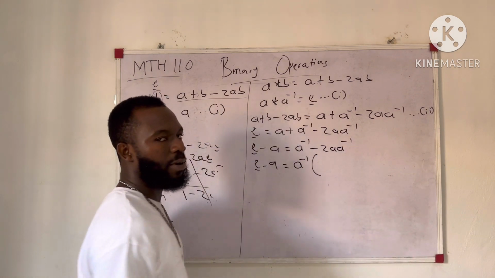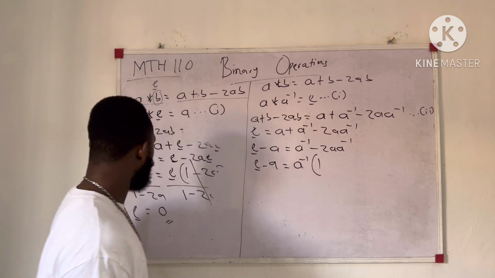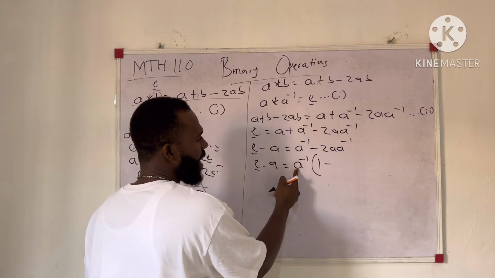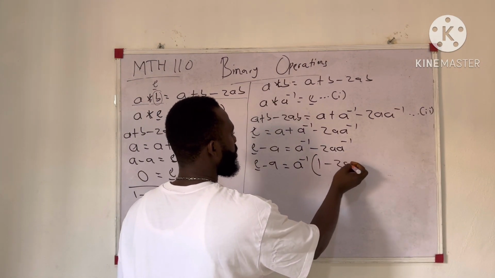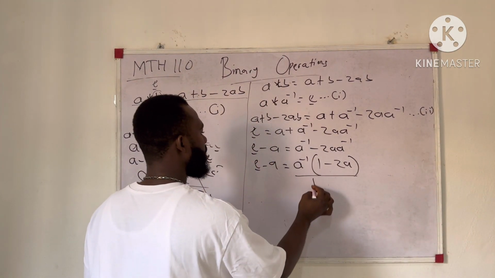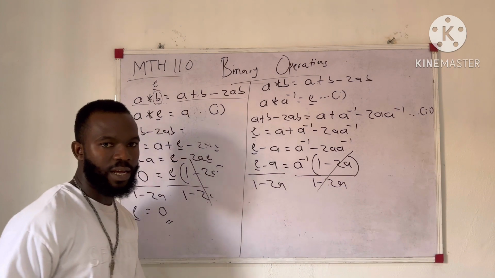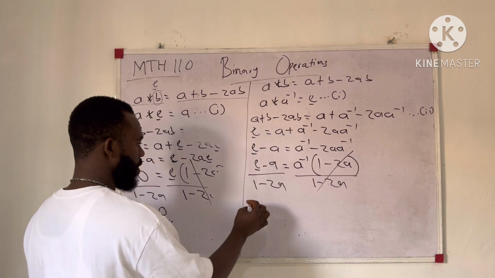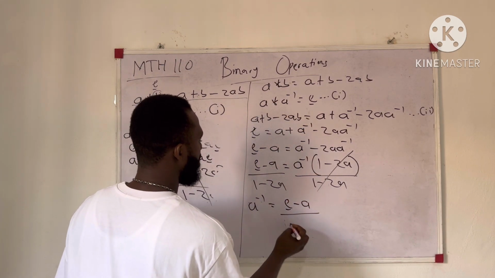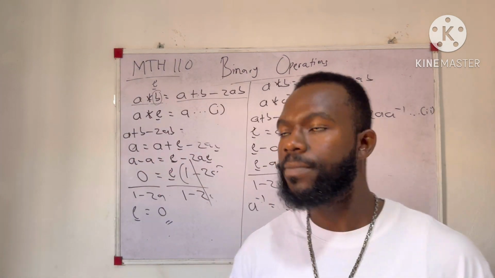Then we open a bracket because they have nothing else in common. If A inverse cancels A inverse, what do we have? 1. Just the way when identity cancels identity, we have 1. Now minus, if A inverse cancels A inverse, what do we have left here? 2A. Now we have just one inverse. So divide both sides by 1 minus 2A so that the inverse becomes the subject of the formula. Now when 1 minus 2A cancels 1 minus 2A, we have A inverse as identity minus A all over 1 minus 2A. That becomes the inverse of A.